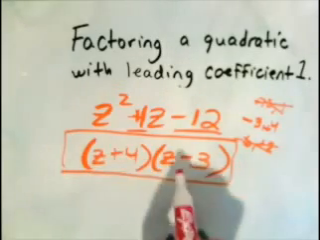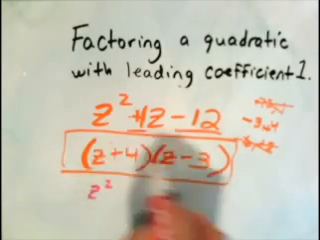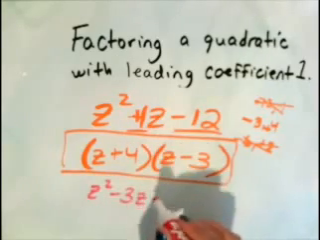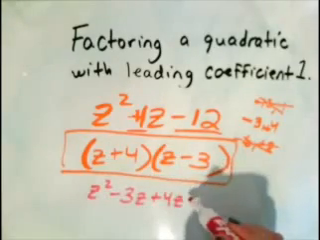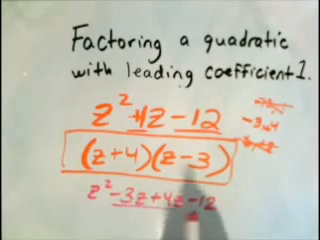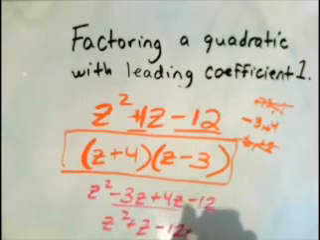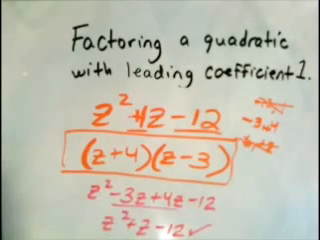So if I FOIL, z times z is z squared. My outside term is z times negative 3, so negative 3z. My inside term is 4 times z, so plus 4z. And my last term is a positive times a negative, so negative 12. And when I get these two like terms together, negative 3 plus 4 gives me positive 1. And so z squared plus 1z minus 12, that's what I was looking to factor. And so by FOILing, I checked to make sure that it is the same thing, just in factored form.